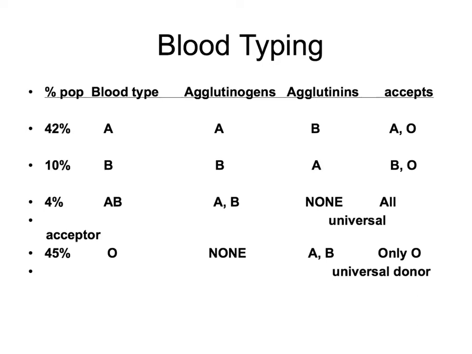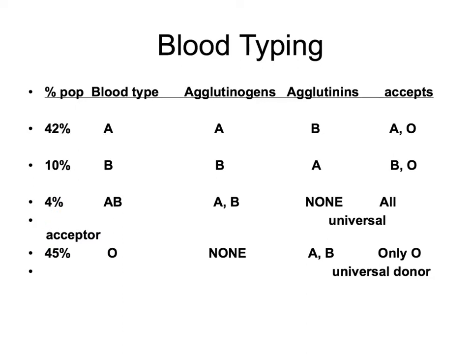Shifting over to blood typing, the first thing I would like to go over with you is that there are 4 types of blood represented in the human species. We have type A blood, type B blood, type AB, and type O. Generally speaking, about 42% of the population is type A blood. About 45% of the population is type O blood. About 10% is type B, and about 4% is type AB.